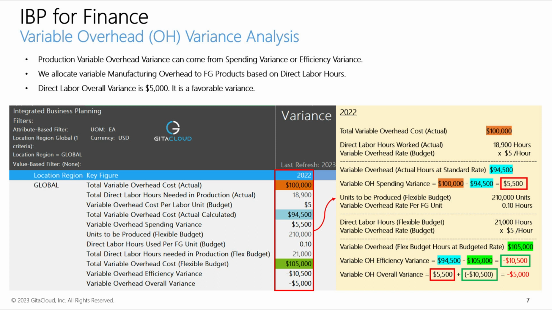Now let's focus on variable overhead variance. This can come from spending variance or efficiency variance. Note that we chose to allocate variable manufacturing overhead to FG products based on direct labor hours.